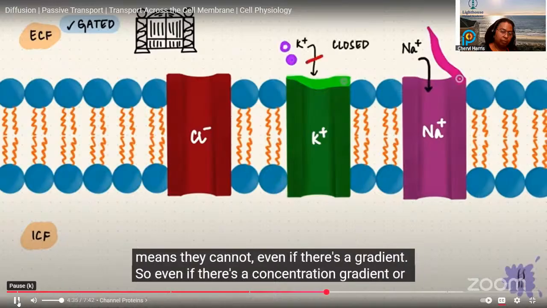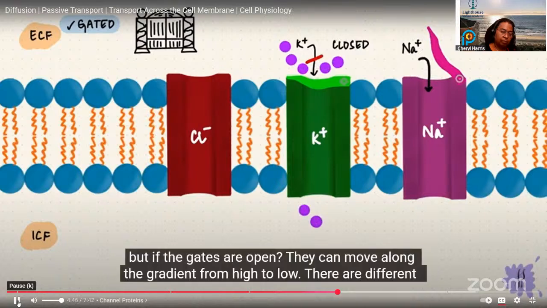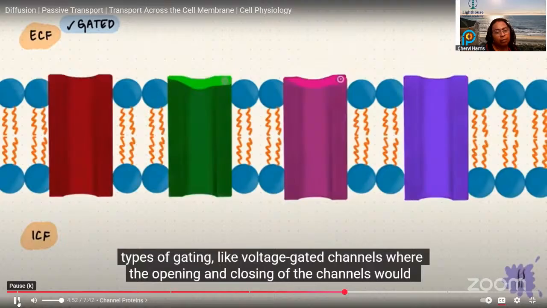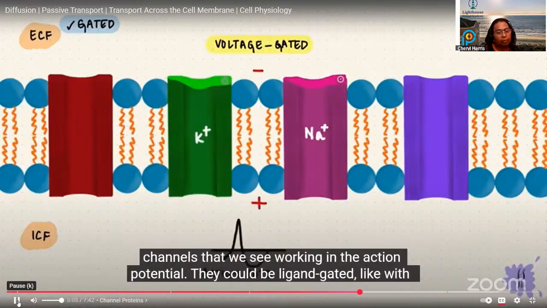So even if there's a concentration gradient, or a difference on both sides of the membrane, if the ion channel is closed, the ions cannot pass through. But if the gates are open, they can move along the gradient from high to low. There are different types of gating, like voltage-gated channels, where the opening and closing of the channels depends on a change in the membrane potential. This is like those voltage-gated sodium and potassium channels that we see working in the action potential.